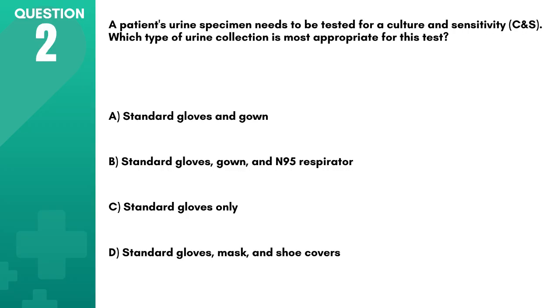Question 2. A patient's urine specimen needs to be tested for a culture and sensitivity, C and S. Which type of urine collection is most appropriate for this test? A. First morning voided specimen. B. Random urine specimen. C. Clean catch midstream specimen. D. Timed urine specimen.